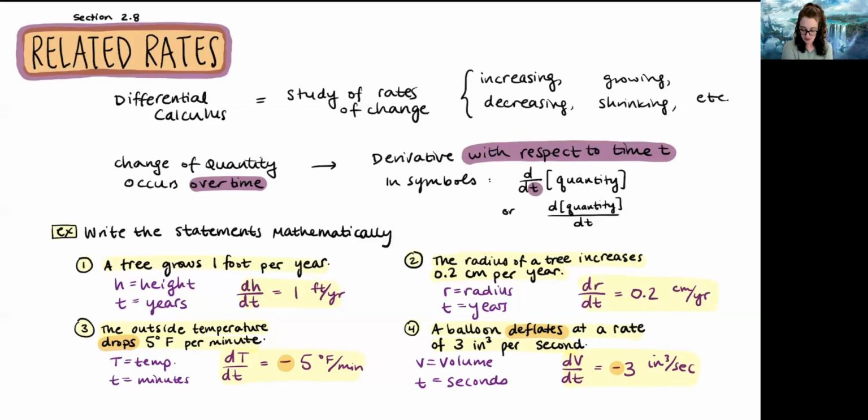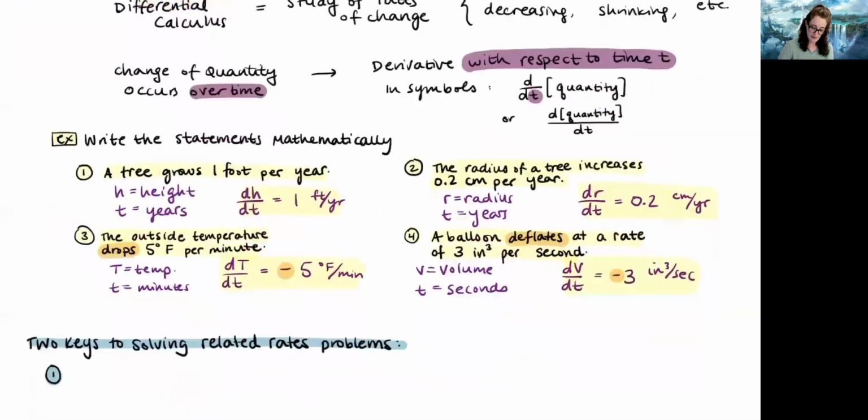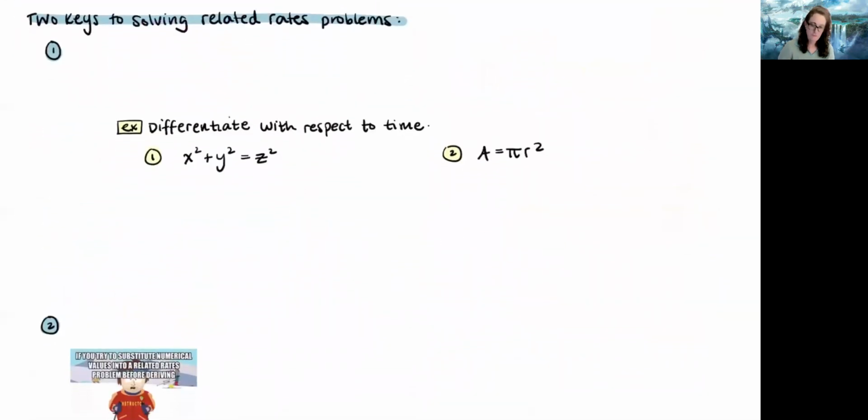Okay, so let's move on to actually talking about how to solve related rates problems. We're gonna basically have 2 keys to solve them. And the first one is to really understand that we are taking the derivative with respect to time. So we're always looking at things changing over time in related rates problems. Okay, so one key is to understand that we are taking the derivative.